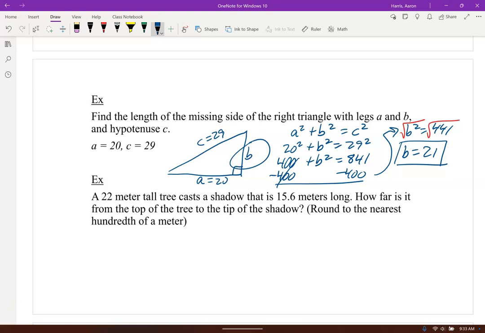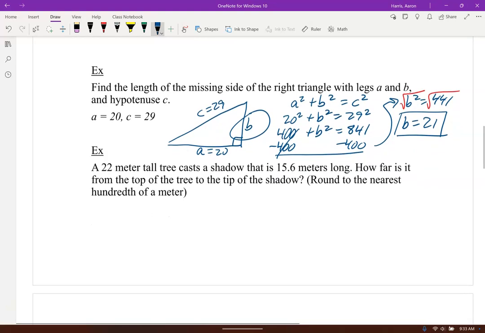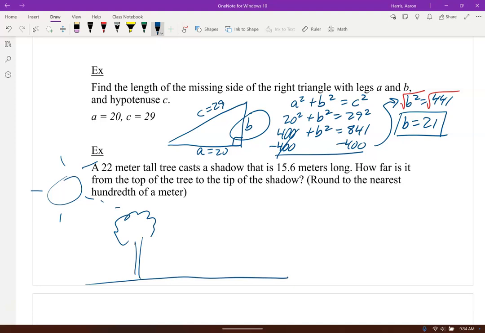Let's do an application here. We've got a 22-meter tall tree. It casts a shadow. Here's my sun. I'm definitely not an artist. Here's my tree. Here's our ground. And it's casting this shadow as the sunlight hits the top of the tree. This is 90 degrees. It casts a shadow on the ground that's 15.6 meters long. So how far is it from the top of the tree to the tip of the shadow? Well, they also tell us that this tree is 22 meters tall.